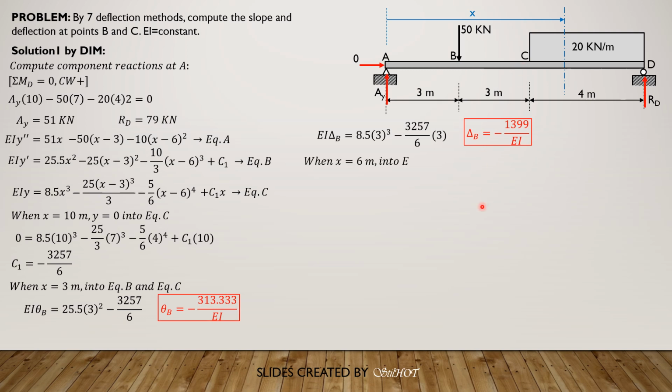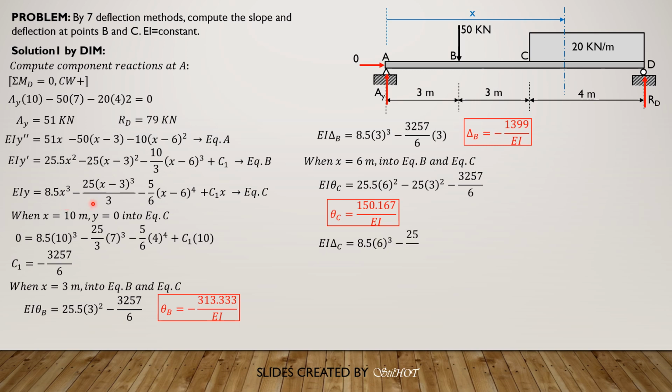Then at C, x is 6 into equation B, then into equation C. So EI theta C equals 25.5 times 6 square minus 25 times 3 square, 0, then minus 3257 over 6. So theta C is equal to 150.167 over EI. Then into equation C, EI delta C equals 8.5 times 6 cube minus 25 times 3 cube over 3, 0 plus minus 3257 over 6 times 6. So delta C is equal to negative 1646 over EI. So that's it for the first method.